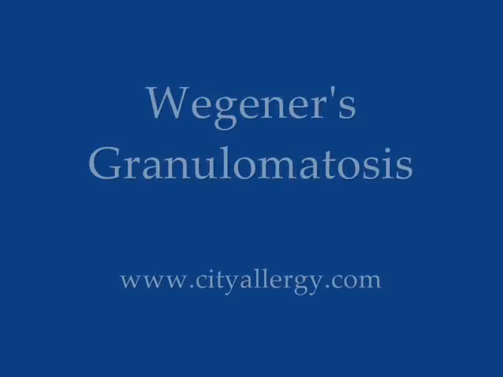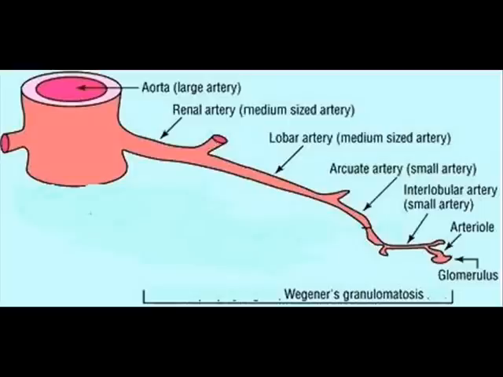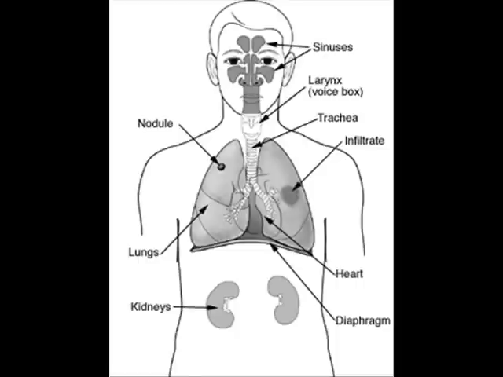Wegener's granulomatosis is an interesting disease. It can present as the common cold, only more severe, but it is a vasculitis of the medium and small vessels and occasionally large arteries. Classically, Wegener's involves the sinuses, pulmonary, and renal systems.